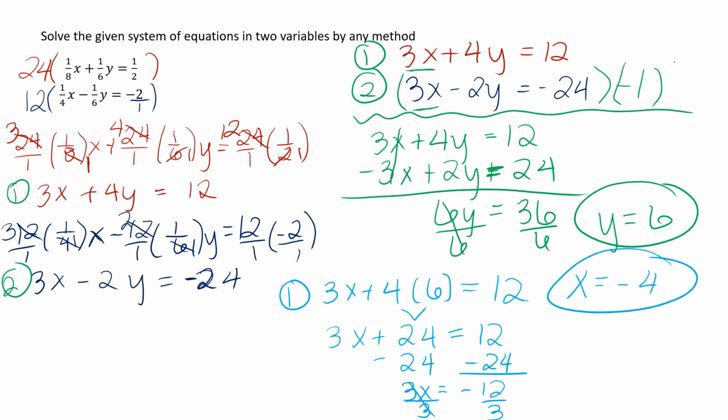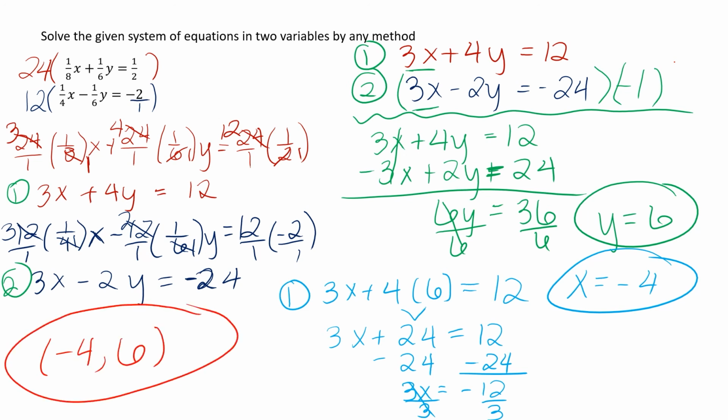Now, I know what you're thinking, oh, we're done, yay! But we still have one more thing. We have to put it into an ordered pair. So, my ordered pair is going to be, we're going to do this in light red. Negative 4, comma, 6. And that would be my solution to this set of system of equations. And this is how we did it using elimination.